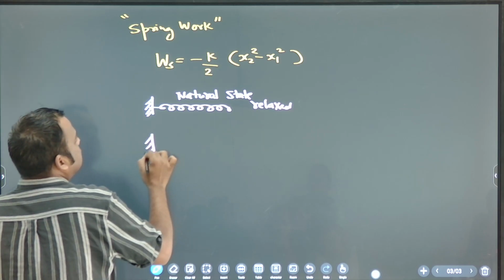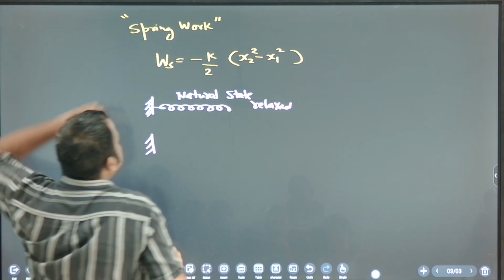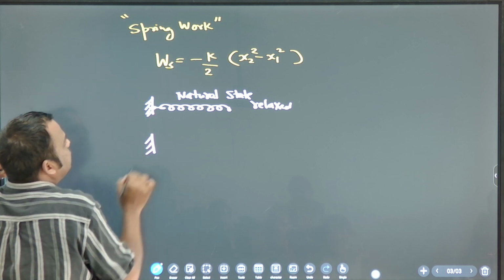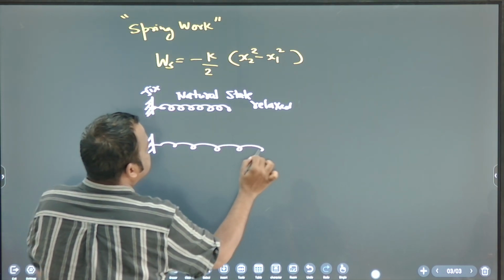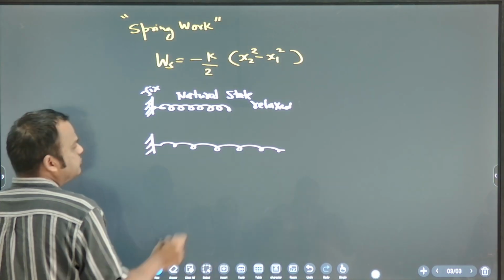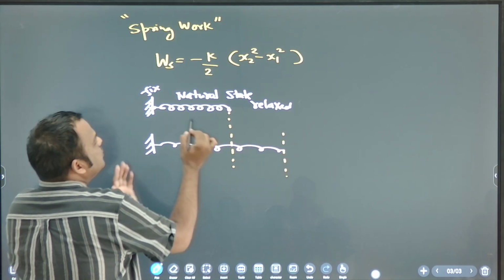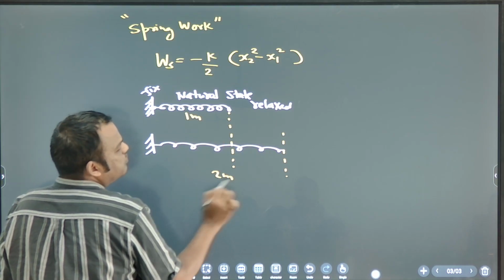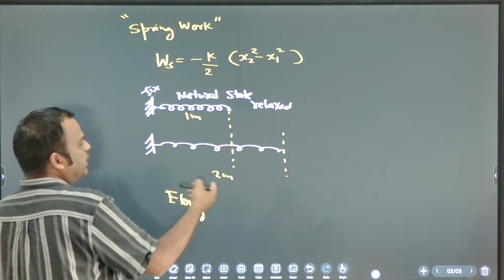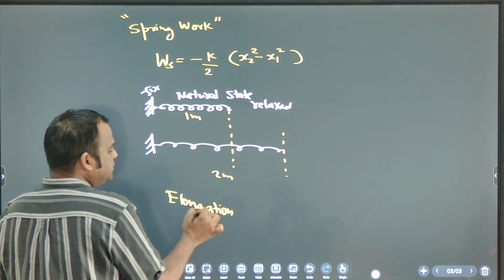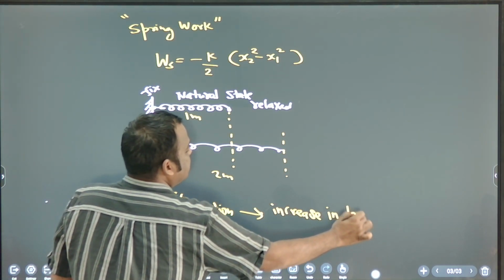Now you are holding it here and moving it right side. Left hand is fixed here. Now the spring will elongate like this. Now you see the length of the spring is more. Suppose initial length is 1 meter. Now the length is 2 meter. So how much elongation? 1 meter. 2 minus 1. Elongation means increase in length. Like rubber band.